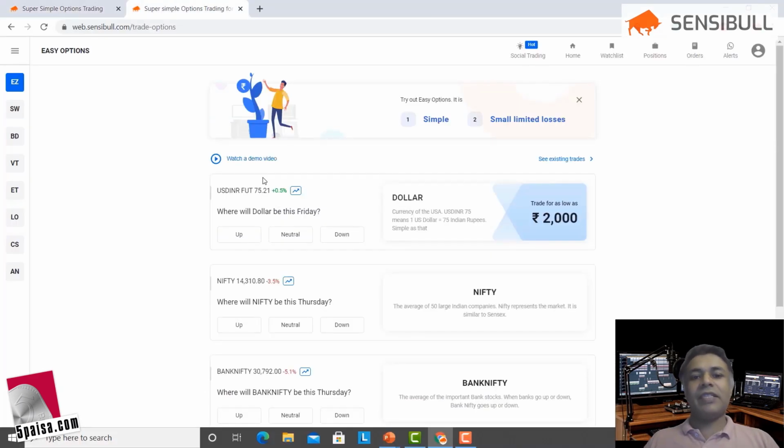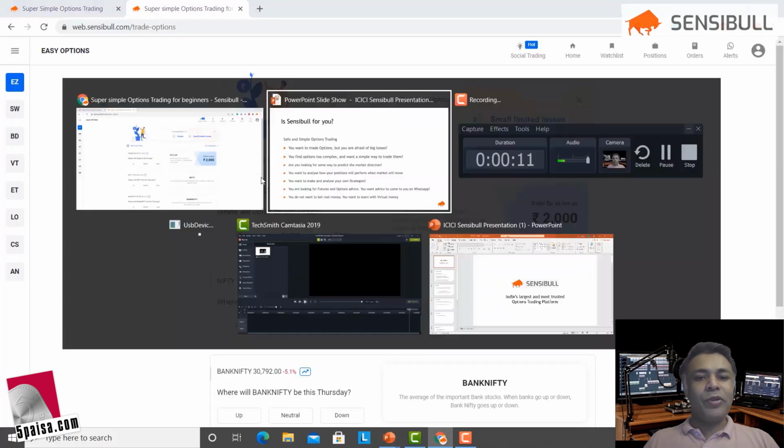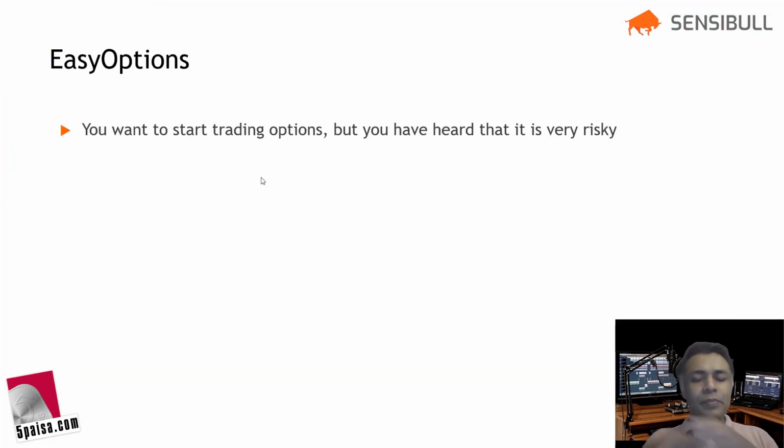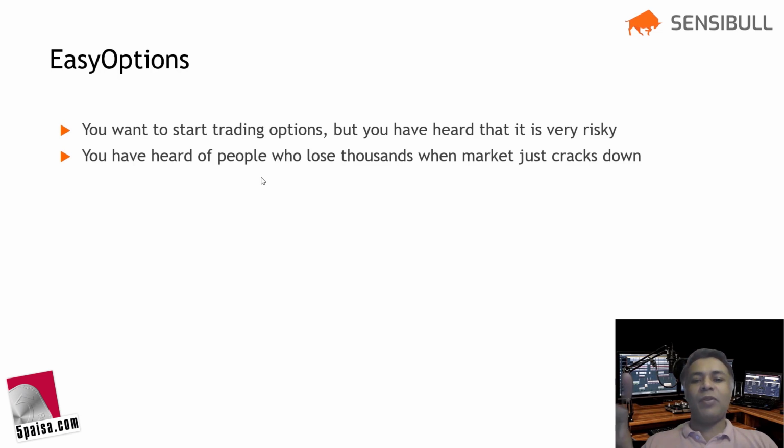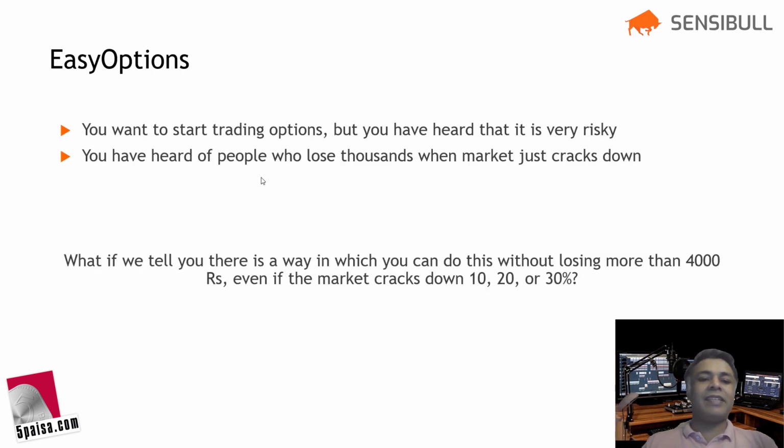First feature, which is Easy Options. So when do you want Easy Options? This is a use case. You want to start trading options, right? But then you have heard that this is a very risky thing. You probably have heard of people who have lost thousands when the market just cracks down, right?